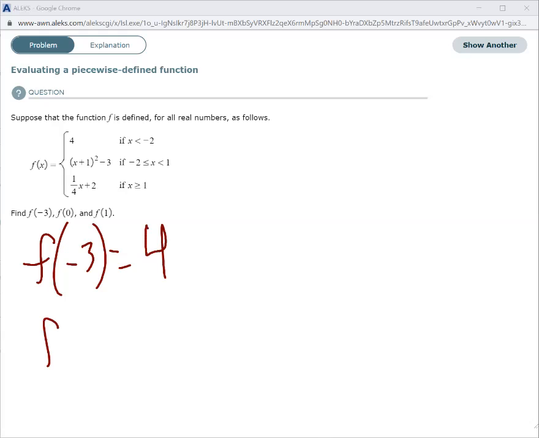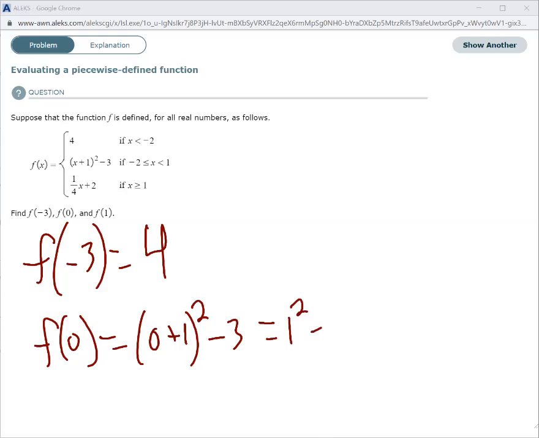Next one, f of 0. So if I plug 0 in for x, well, 0 is not less than -2. But -2 less than or equal to 0 is true, and 0 less than 1 is true. So that one is going to be where I'm going to put the 0. So I'm going to put a 0 in for x here, and I'm just going to rewrite that whole part, but with the 0 in for the x. So then I've got 0 plus 1 is 1. 1 squared is just 1, so 1 minus 3 gives me -2. So f of 0 gave me the -2.